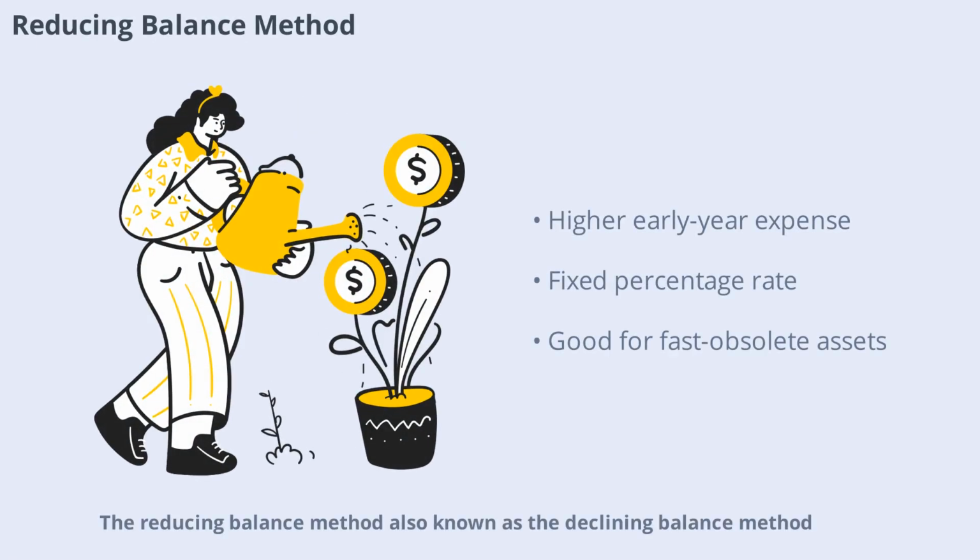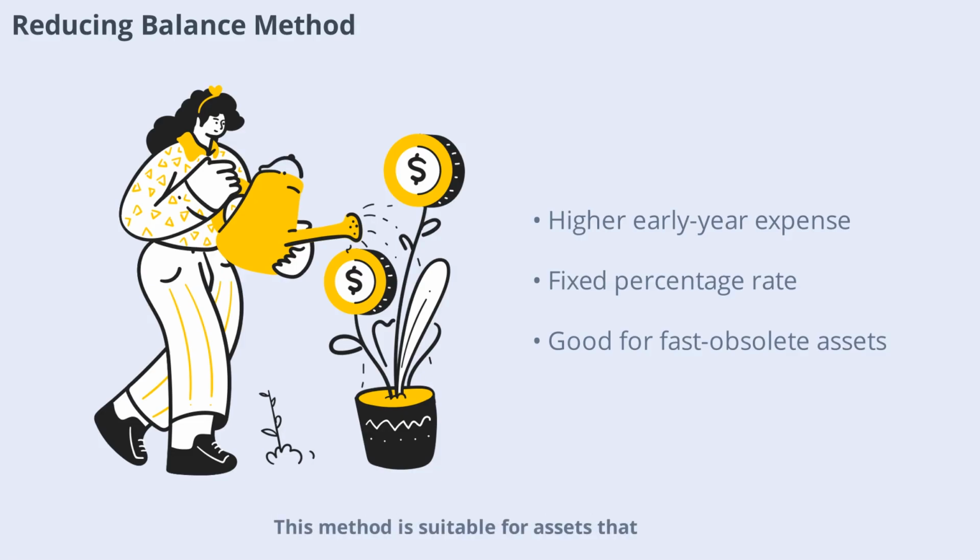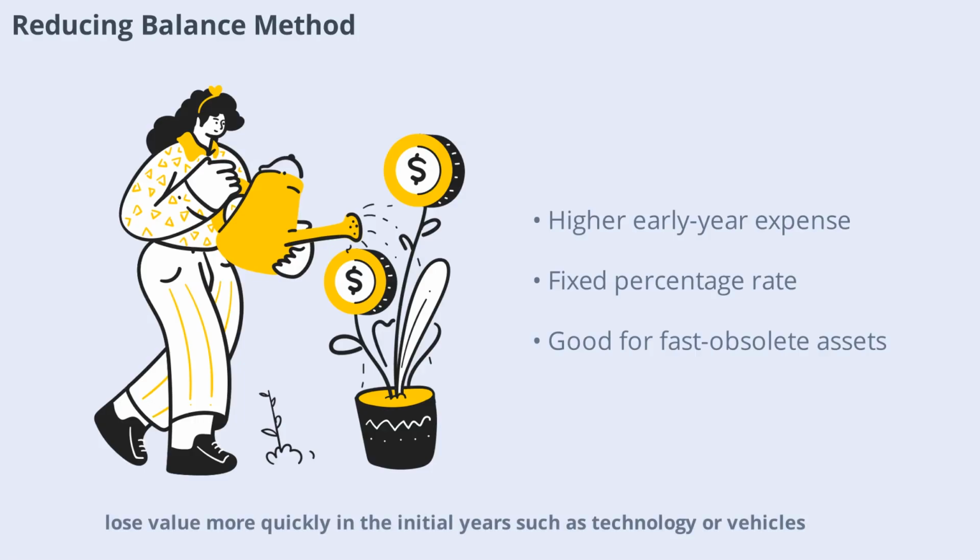Reducing balance method, also known as the declining balance method, accelerates depreciation by applying a fixed percentage to the asset's carrying amount each year. This results in higher depreciation expenses in the early years and lower expenses in later years. This method is suitable for assets that lose value more quickly in the initial years, such as technology or vehicles. For example, if an asset's carrying amount is $8,000 and the depreciation rate is 25%, the first year's depreciation would be $2,000, with subsequent years calculated on the reduced balance.